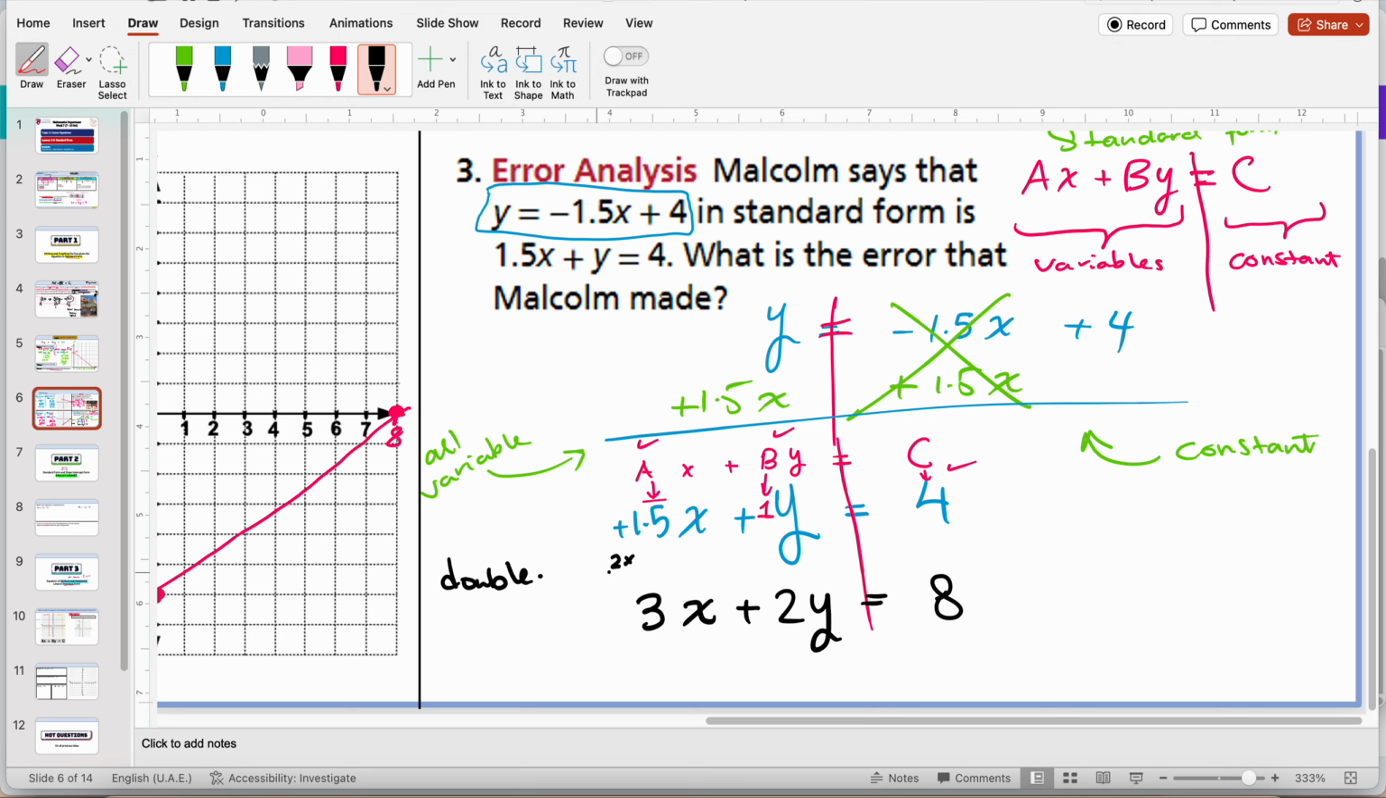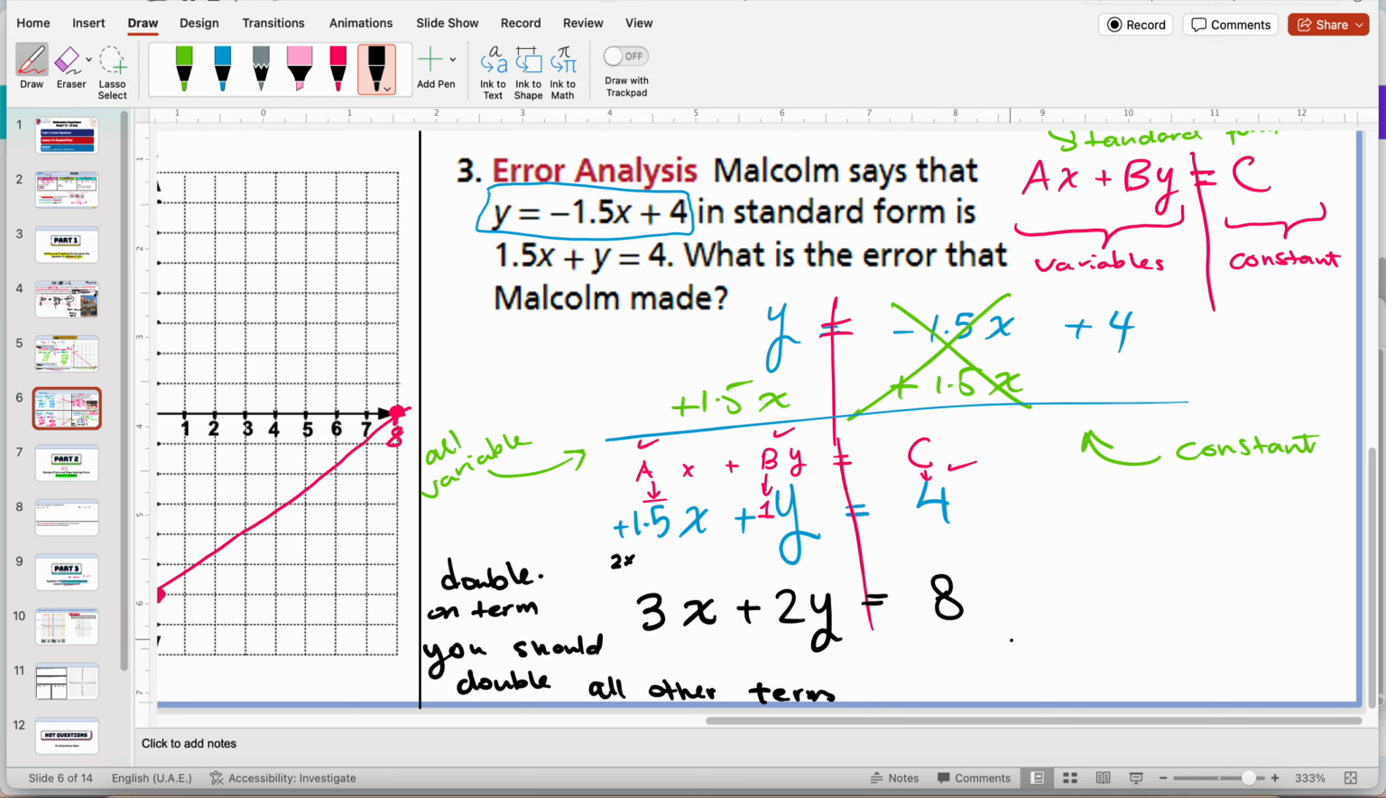So remember, when you double one term, you should double all other terms, because this is an equation. Whatever you do on one side, you have to do it to the other side. Whatever you do to a term, you have to do to all other terms.